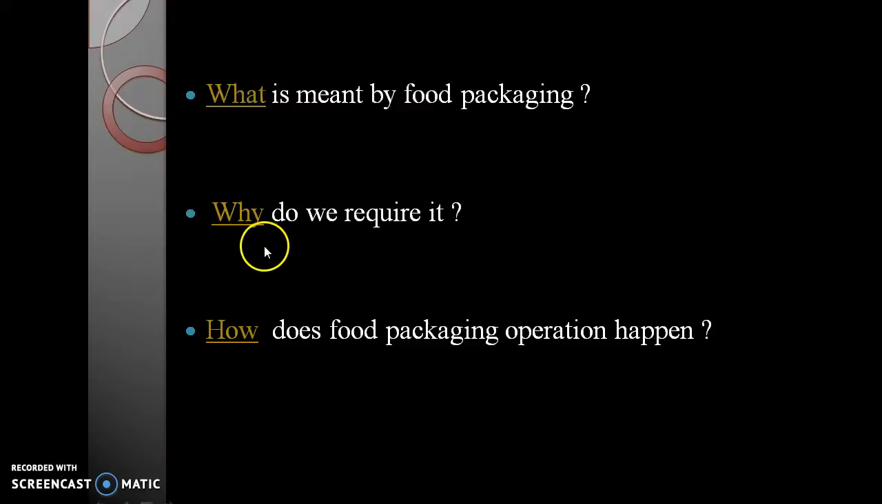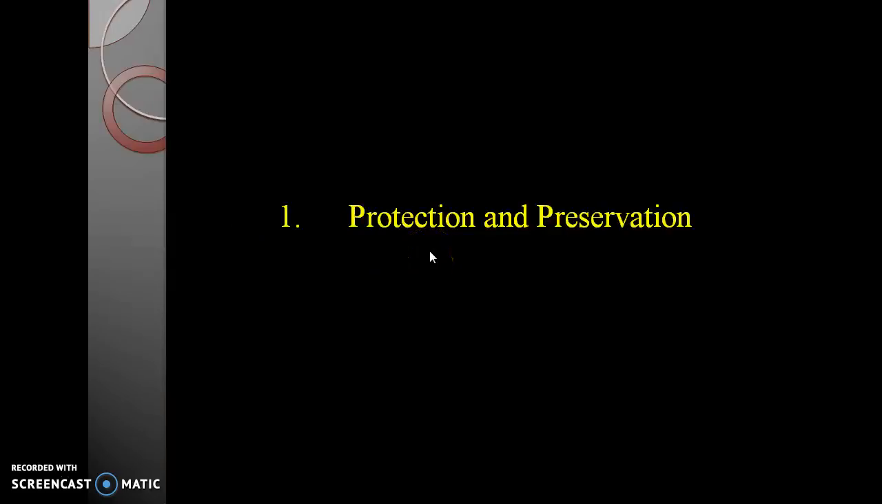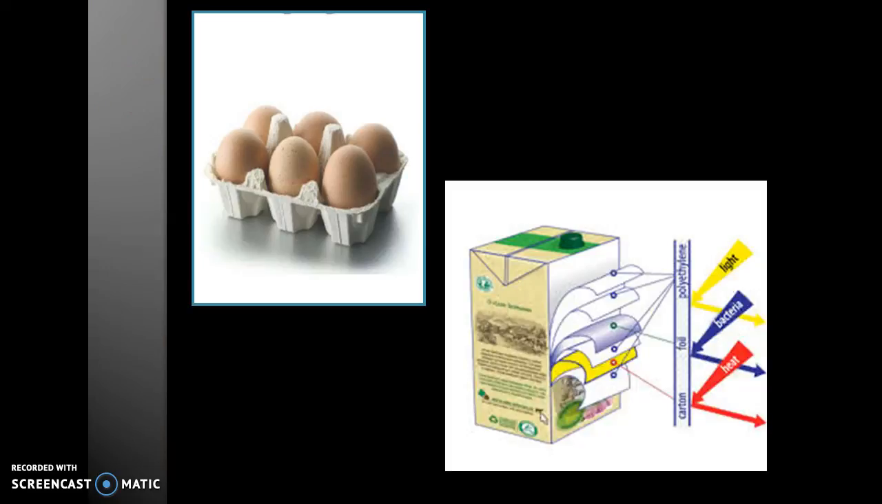The second topic is, why do we require it? There must be some objective of using packaging material. The first one is protection and preservation. What do we mean by that? The eggs are protected by using some cardboard material. This is well known to us. This is actually protecting the material from physical damage.